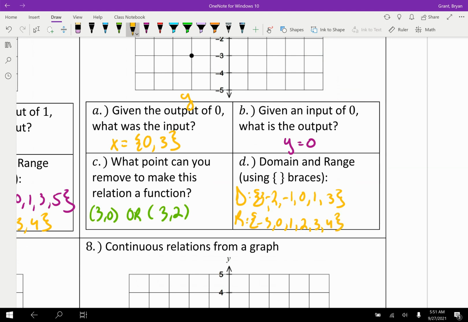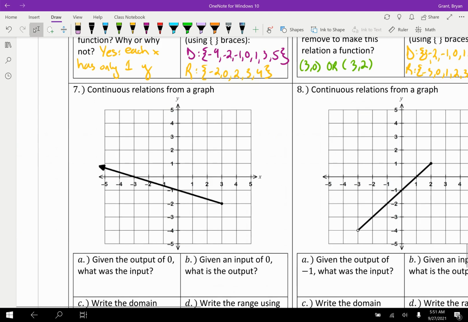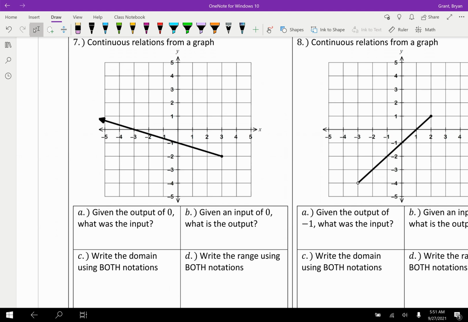All right. Let's finish off class with our 2 tricky problems down here, these continuous graphs. First off, given an output of 0, what was the input? Remember, the outputs occur on the y-axis. So an output of 0, I move up the y-axis till I get to 0. That's right here. And then I move over. This is the point negative 3 comma 0.